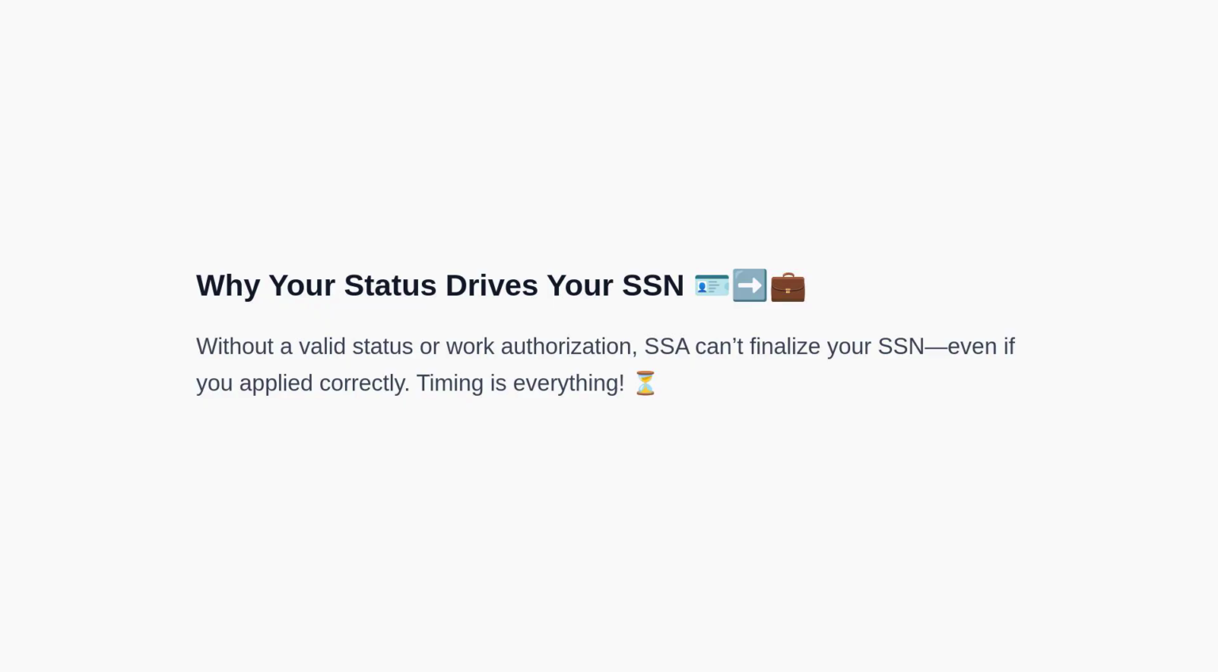To begin, understand that your Social Security number application depends on your current, verifiable immigration status. Even if you apply correctly and on time, the SSA must verify your status through DHS at the moment they process your application. Consequently, if a document expires while your case is pending, SSA may pause your case until you present a new, definitive authorization, like an employment authorization document or a green card.